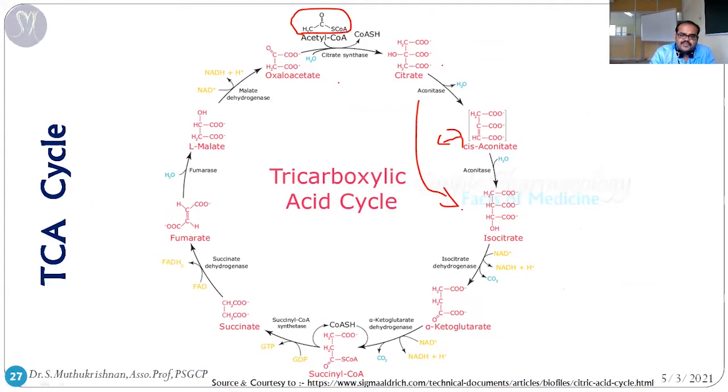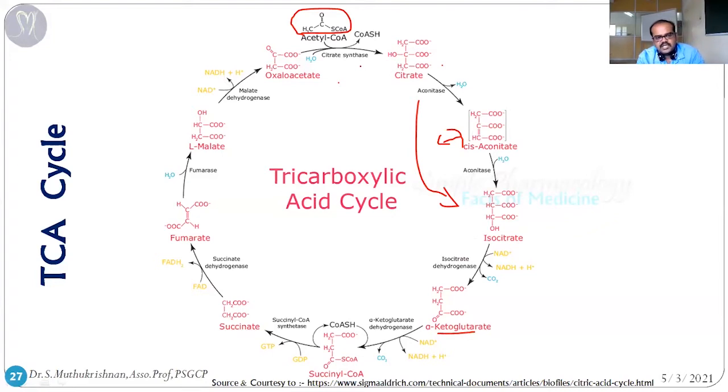So the citrate is first converted into the isocitrate. Its intermediate product is cis-aconitate. Structure-wise, what's exactly happening, I will explain in the next slide. So isocitrate is converted into the alpha ketoglutarate.